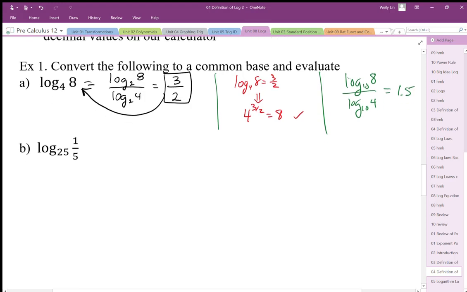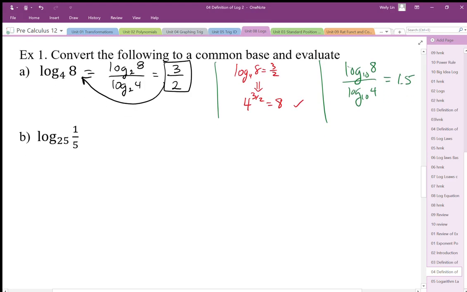So looking at this one here, we can do the same thing. If I look at the argument and the base, there is a common base 5 involved here. So I'm going to use a change of base formula to base 5, because if I have base 5 and base 5 log, I can evaluate this without a calculator.